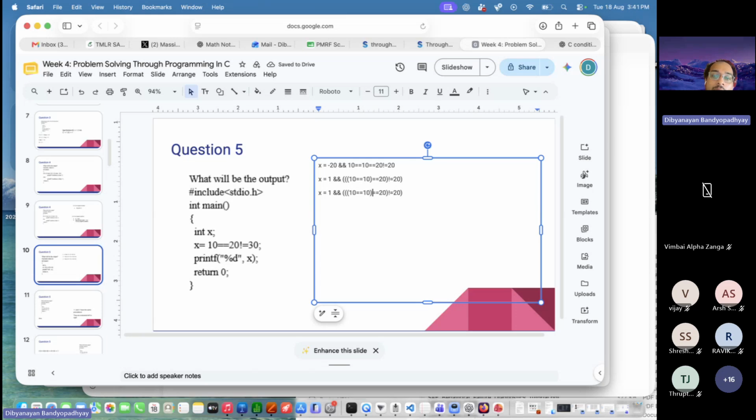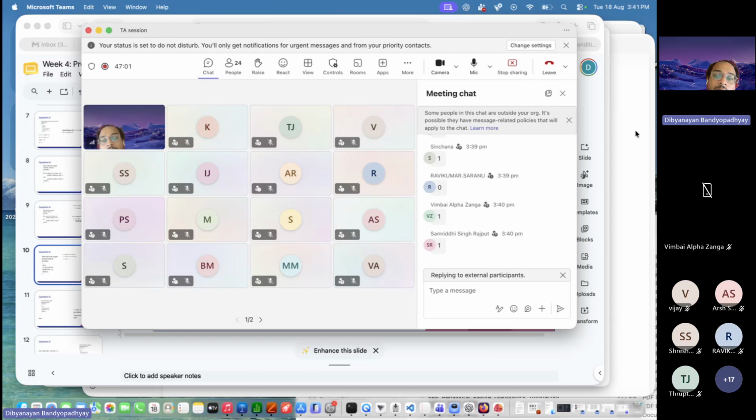So 10 equal to 10 is 1, correct? So 1 equal to 20, is it true or not? It is not true, so it is 0. Okay, 0 not equal to 20, it is true. So it is 1. So 1 and then 1 is 1. So the value of x is 1. So this is very simple actually.